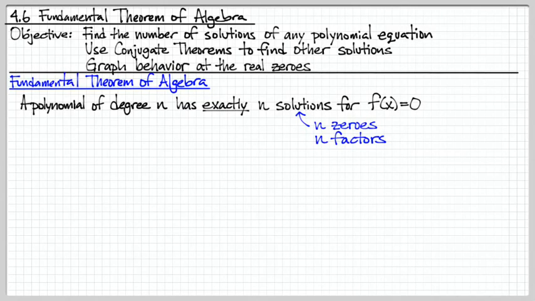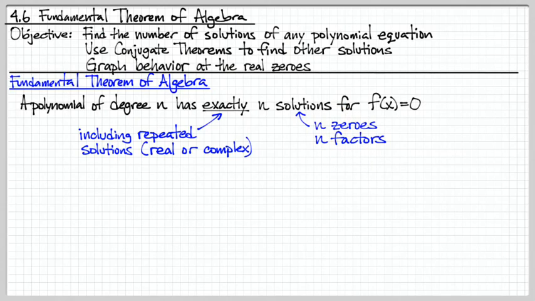Okay, class. In this lesson, we're going to be learning the fundamental theorem of algebra. We're going to learn the number of solutions to any polynomial equation and use what's called the conjugate theorem to find other solutions. It's a very simple theorem. It states that if we have a polynomial of degree n, there are exactly n solutions for this equation, f of x equals 0. So, solutions, other names for it, zeros, factors.